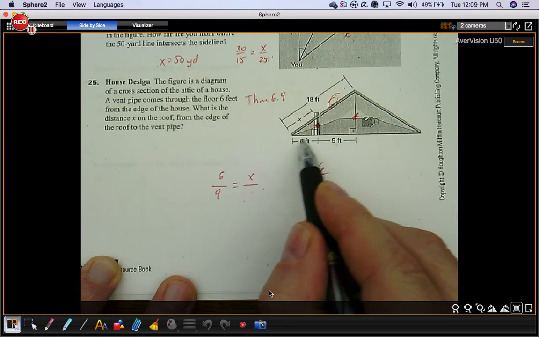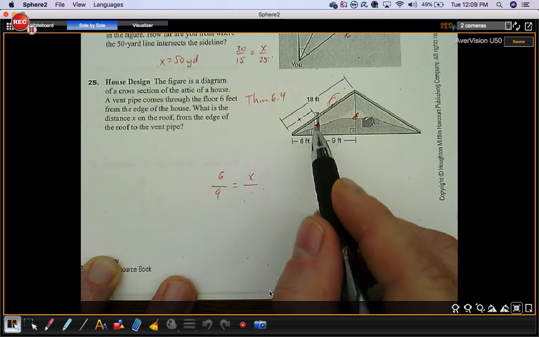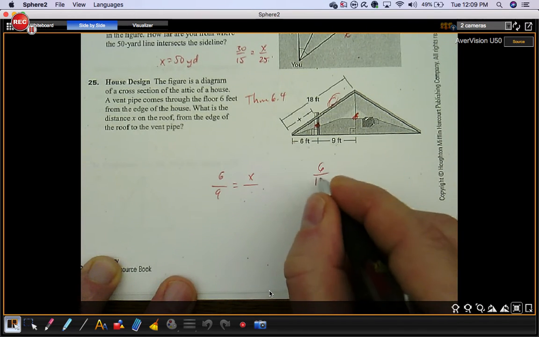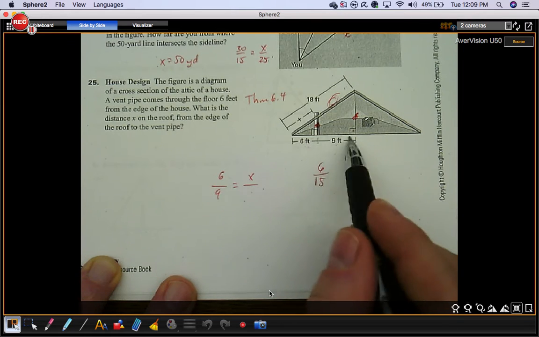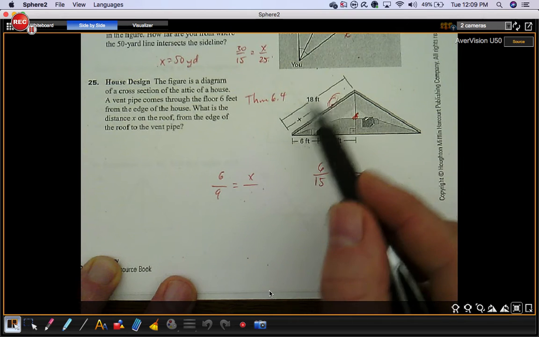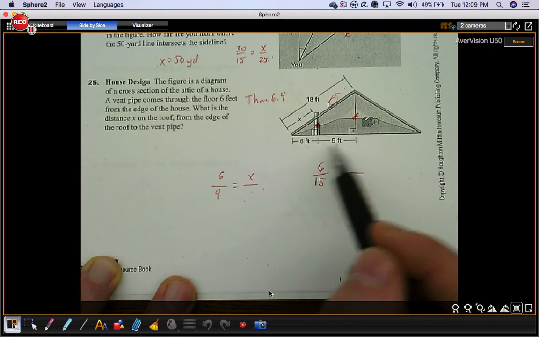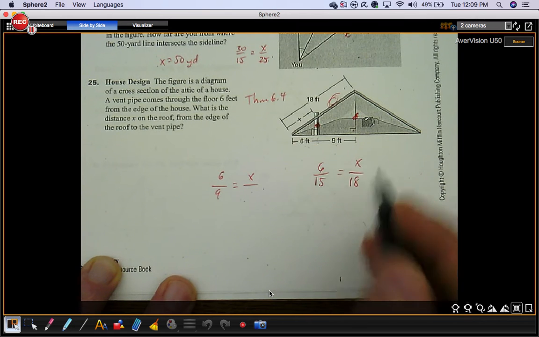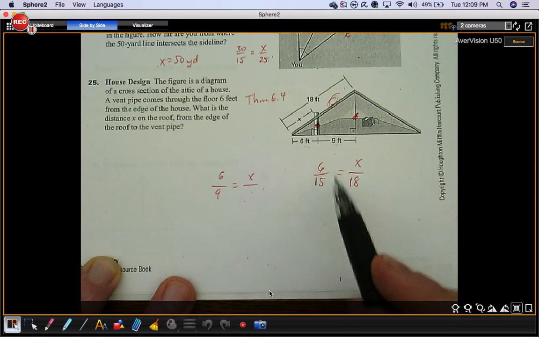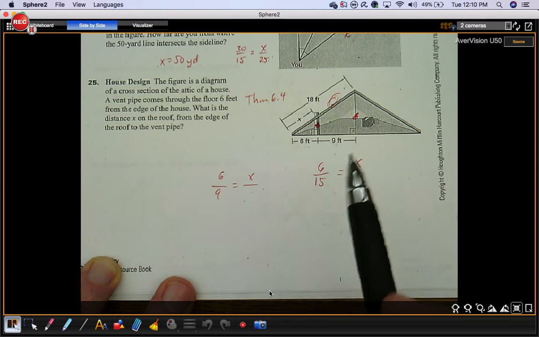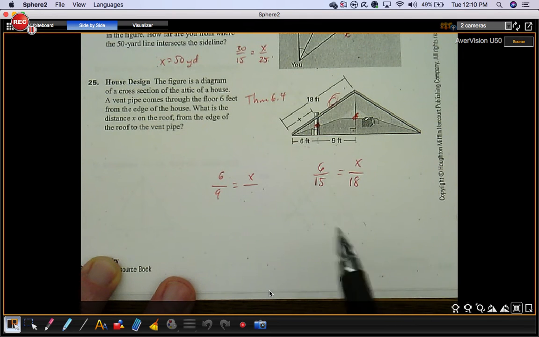6 is the entire bottom of the small triangle. Let's compare that with the entire bottom of that medium-sized triangle. 15. 6 plus 9 is 15. So that's this whole thing. And the reason I use that 15 is I know that this 18 corresponds with that 15. Right? So x to 18 is the same thing as 6 to 15. That's one way to do it. If you didn't know any of these shortcut theorems from this section, this is how you would do that.